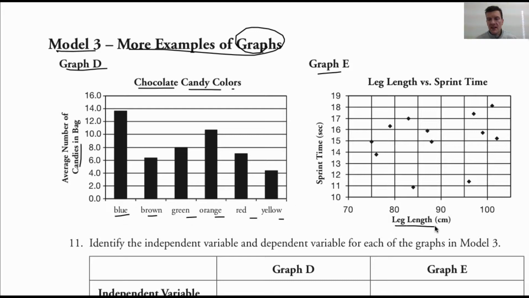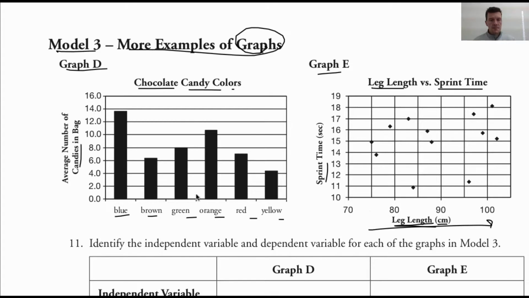Over here we've got leg length and then sprint time. So maybe this is the measurement of somebody's leg, how long is their leg, and then how fast can they run a certain distance in a certain time in seconds. So leg length versus sprint time. Again, this is organized where the leg length increases and the sprint time is going up this way, and we're going to see, is there any correlation, is there any connection between those two. Okay, so they've organized these graphs very well.